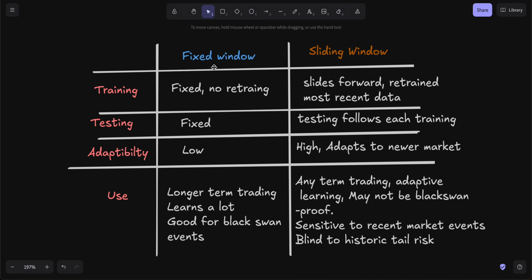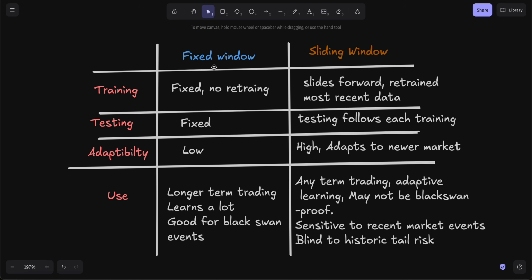Also, the adaptability on fixed window is low because we have actually made the training data fixed. We're not changing anything, right? So there is no adaptability to recent market conditions. On the other hand, in the sliding window, the adaptability is very high and it adapts to newer market environments and newer market conditions. So for example, right now, because of the high tariff scenario and the market volatility, the training model will pick that up and will adjust accordingly. But if there is a change in the volatility, then that can cost you as well. So it's like a double-edged sword, really, the sliding window. So what's the best use case scenario for a fixed window and a sliding window?